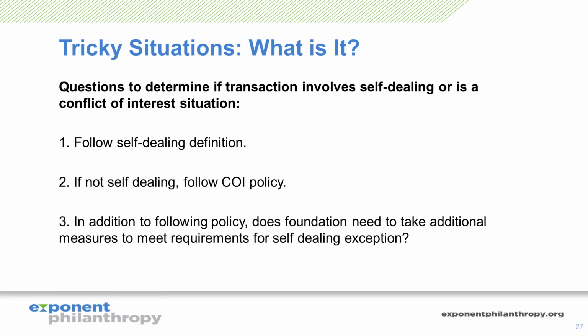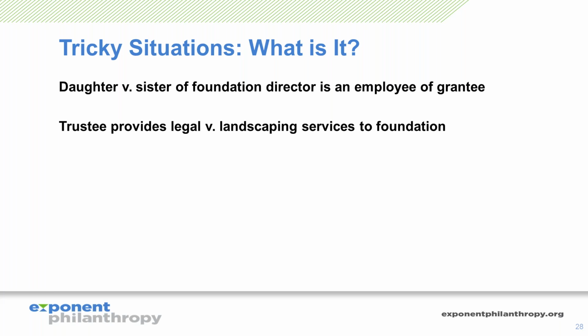So, a couple of tricky situations. How do we think about this? We go through our questions, our framework. First, follow the self-dealing definition. Think about first, is it self-dealing? If it's not self-dealing, then follow your conflict of interest policy. And then think about anything else, reputation, optics, anything else that you think may affect your decision in whether to approve a particular transaction or not.